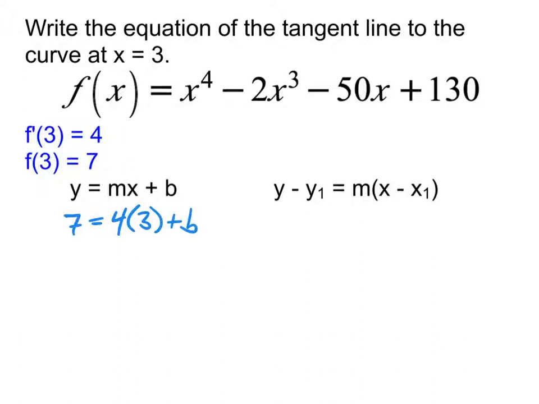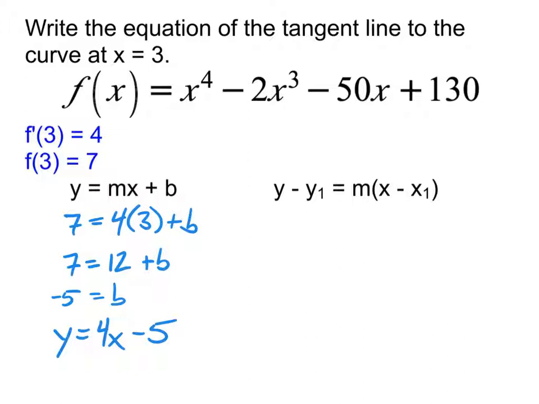So let's go ahead and finish that out. So then that will be 7 equals 12 plus b. I can subtract the 12 from both sides, so negative 5 equals b. So this final answer then would be y equals 4x minus 5.